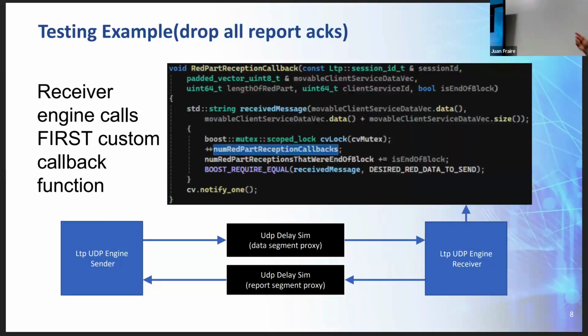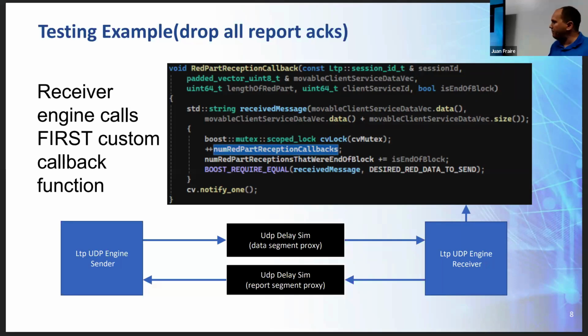Next thing that's going to happen is the receiver is going to call a callback function called the red part reception callback. That's another callback that's called out in the LTP specification. And what are we going to do? We're going to increment another counter, number of red part reception callbacks.